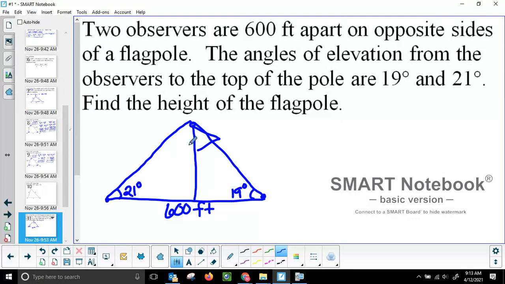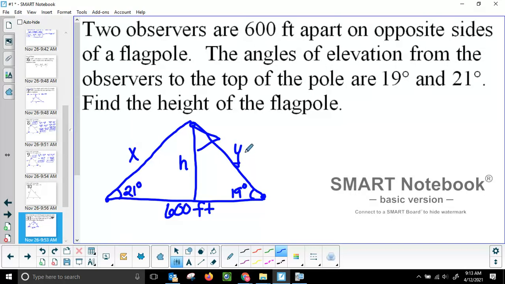We want to know the height of the flagpole here. But before we can do that, we actually need to find either this side or this side. You don't need both, just one. Lots of students try to jump right to finding the height. You can't. There is no way to just magically find the height right now. You either have to find this side first or this side first.